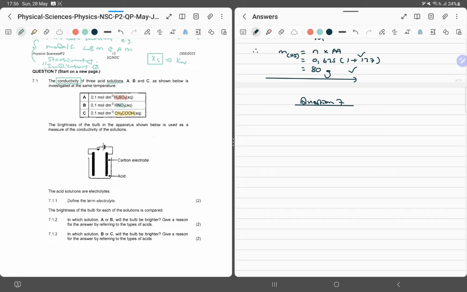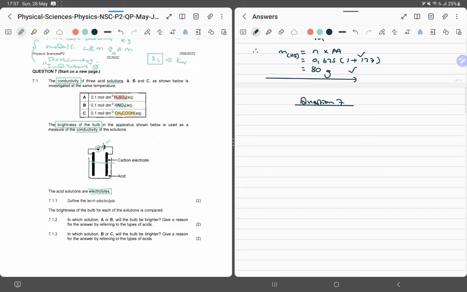Now the brightness of the bulb in the apparatus shown below is used as a measure of conductivity. So the intensity of that brightness will tell us whether this one is highly conductive versus the others. There we've got our light bulb, and then we've got our battery, then we've got our solution, obviously. Not a problem. It says now the acid solutions are electrolytes. True. Now it says define the term electrolyte.